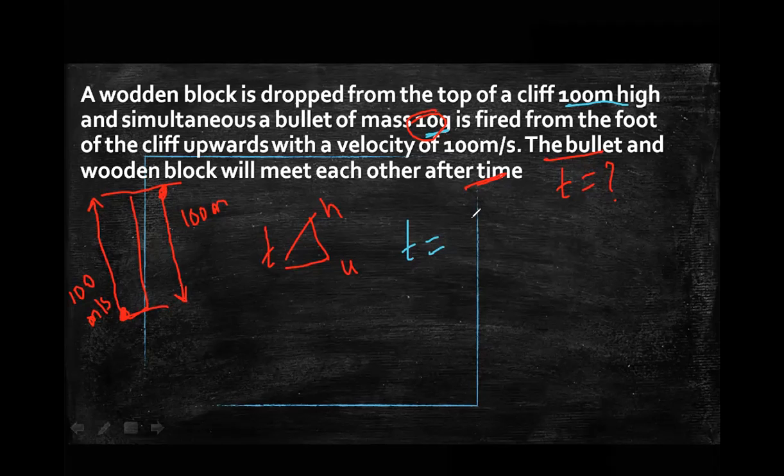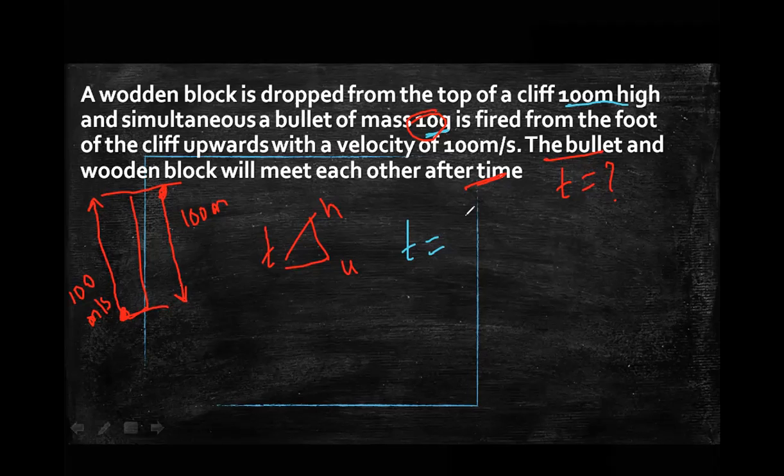This is the triangle I am giving: t, h, u. So what is the relation between t, h, u? T is the time, h is the height, u is the velocity. That's it. Don't think too much about this problem, and don't read too much into it.